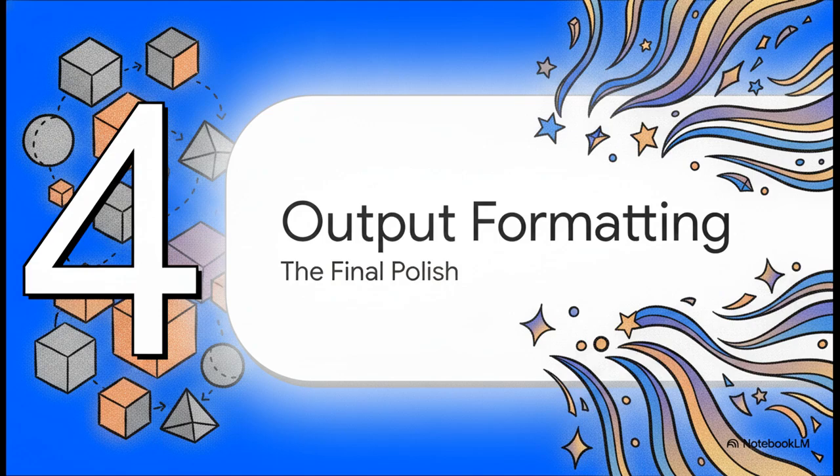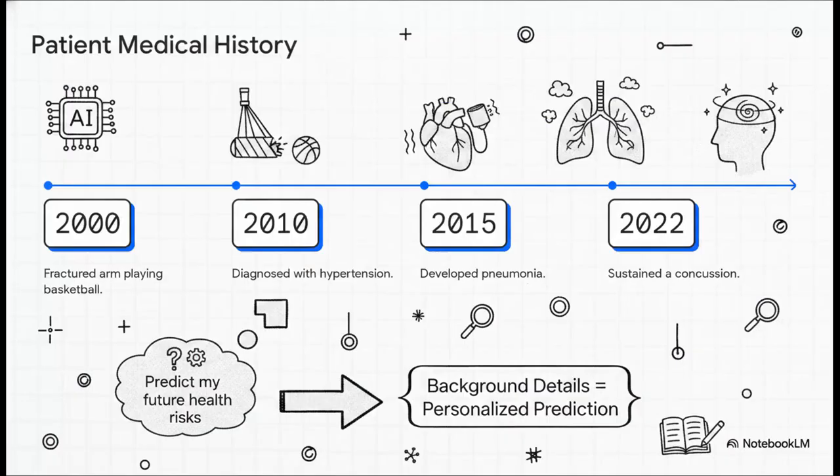These are the final 2 isolated components of our prompt. We're now looking at the raw material you feed the AI. Imagine asking an AI, "Hey, predict my future health risks." It absolutely can't do it accurately without background details. But if you provide a specific medical history, say a fractured arm in 2000, hypertension in 2010, maybe a bout of pneumonia and a concussion, you anchor the AI to your specific reality.